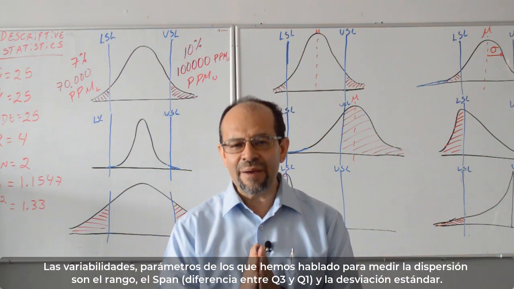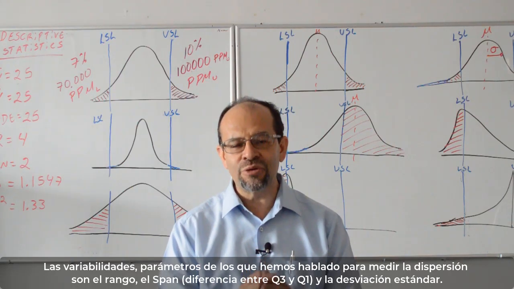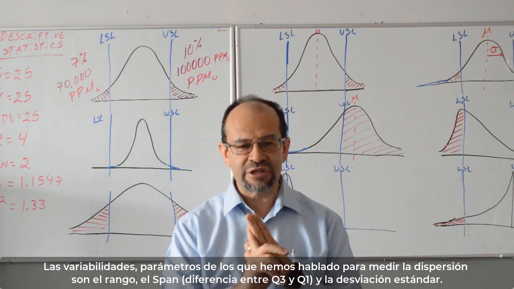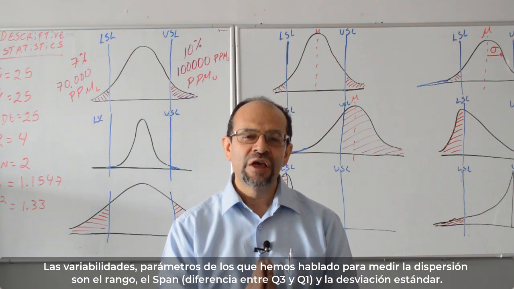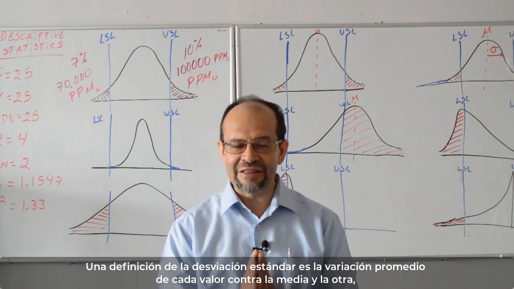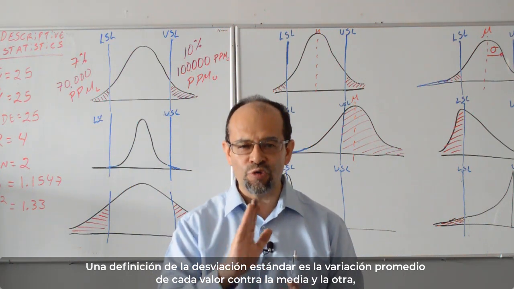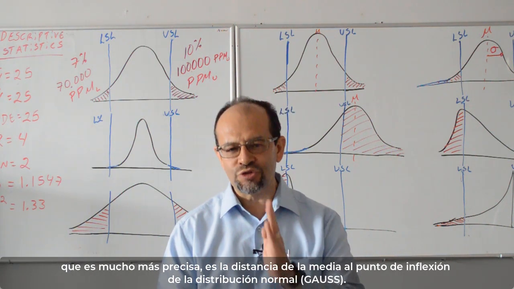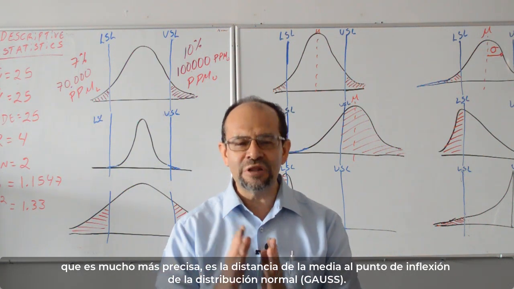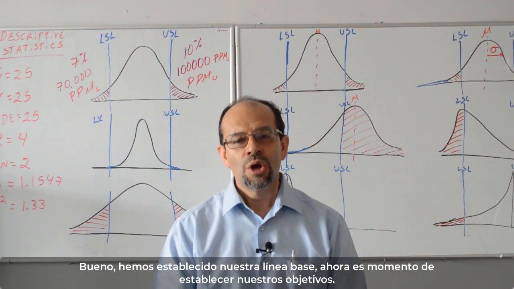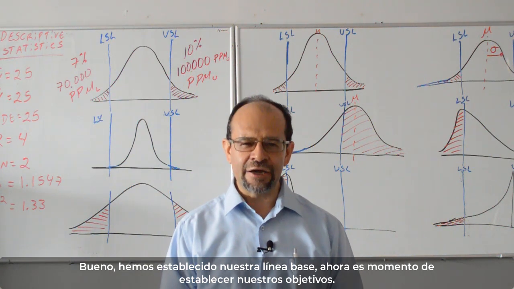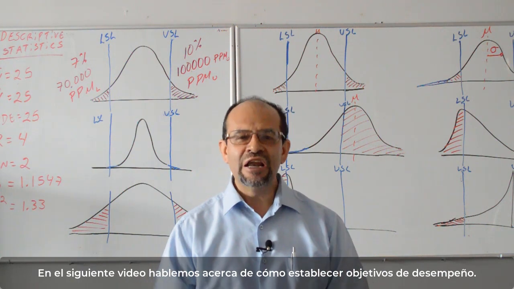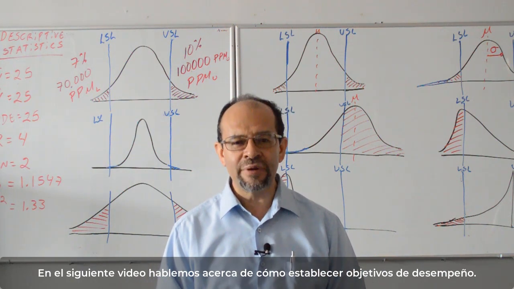To measure the spread, we have talked about the range, the span, which is the difference between quartile 3 and quartile 1, and the standard deviation. One definition of the standard deviation is the average variation of each value against the mean, and the other one, which is more accurate, is the distance from the mean to the inflection point of the normal distribution or Gauss distribution. Well, we have established our baseline. Now it's time to establish our objectives. Next video, let's talk about how to establish performance objectives.